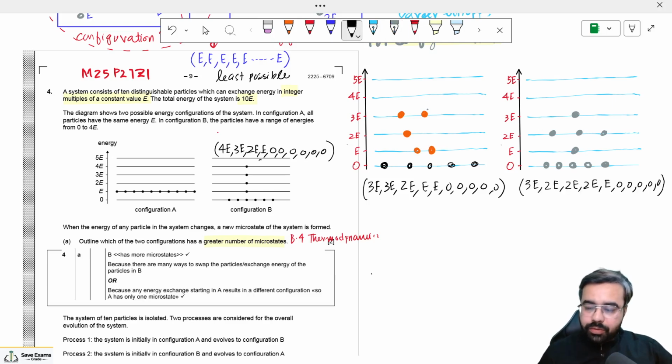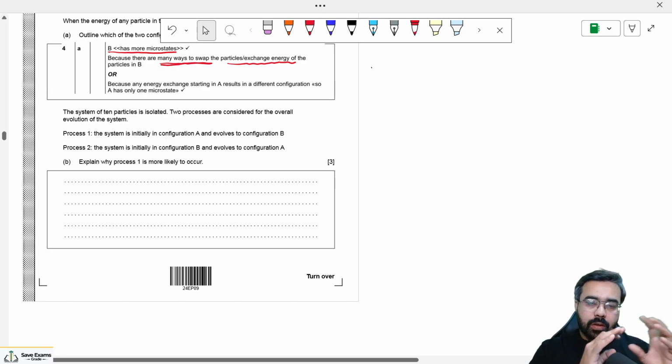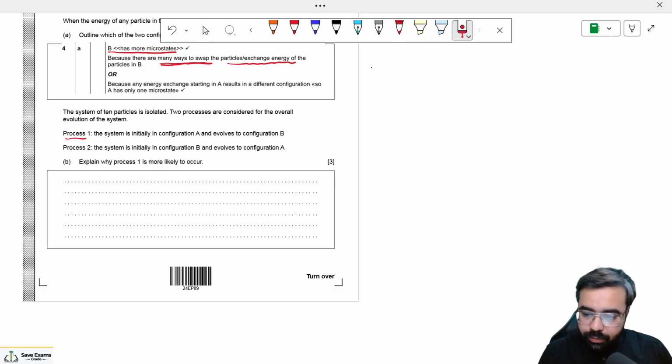So students, now let's move to the next question. But first see what the mark scheme says: it has more microstates because there are more ways to swap the energy, exchange the energy. Now, what is our next question? How will configuration A or configuration B evolve with the passage of time? Process 1 says that the system is initially in configuration A, but eventually it will evolve to configuration B. And process 2 says the system is initially in configuration B, then it will evolve to A. So let us see which one is correct.